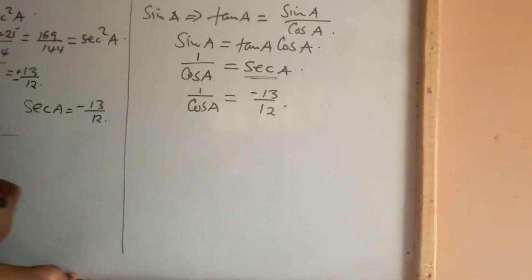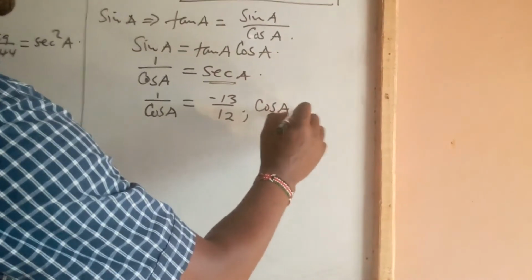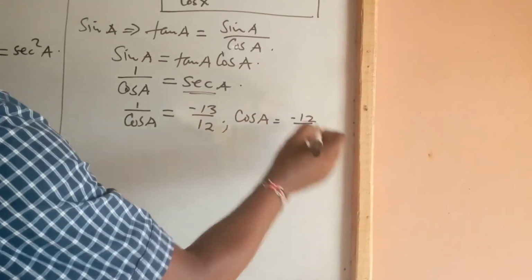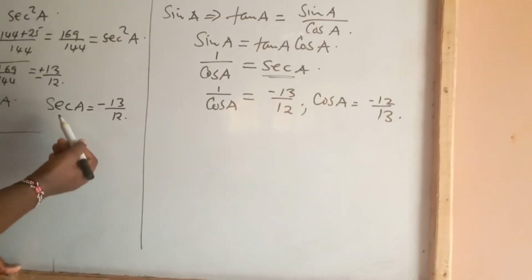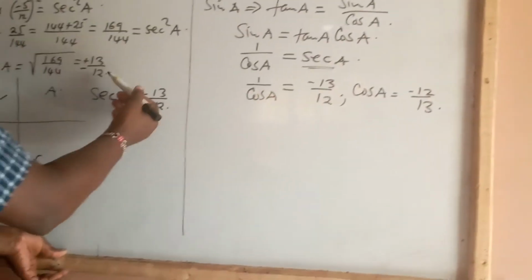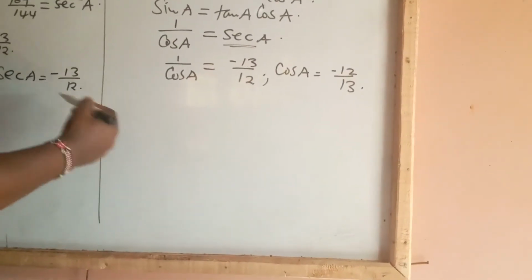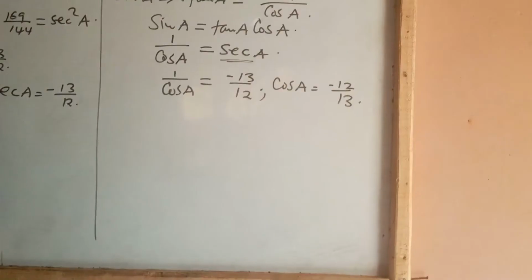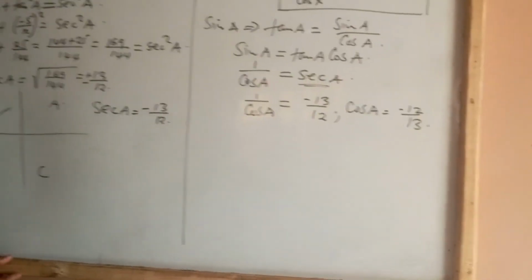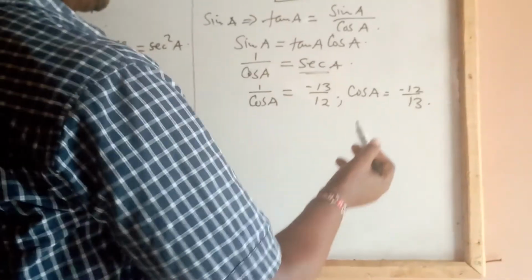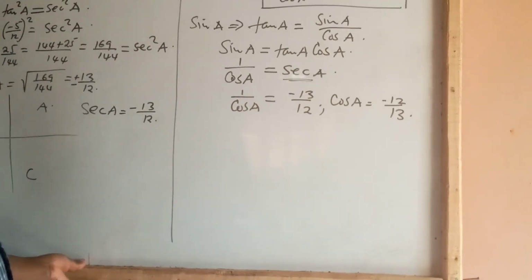So if we cross multiply here, we should get the cosine of A is minus 12 out of 13. And actually it's a reciprocal of this because sec of A is 1 over cosine A. So if we find the reciprocal on both sides, we should have realized that it's the same reciprocal which maintains its negative because our angle is obtuse and only sine in that particular quadrant is positive. So it maintains that the cosine of A is negative 12 out of 13.